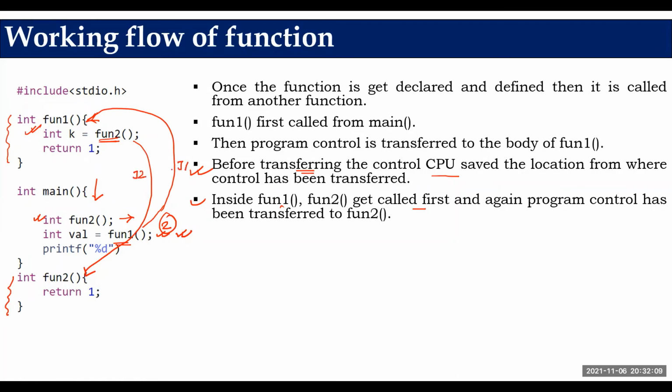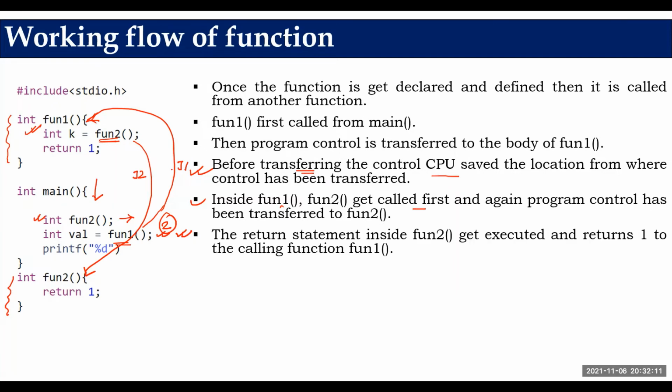So again, we need to save the location before transferring. So there are two locations now, one inside main, another inside fun1. Now let's see what is written in fun2. The return statement inside fun2 gets executed. Why? Because there is no other line, so the return statement is there. It gets executed and returns 1 to the calling function.